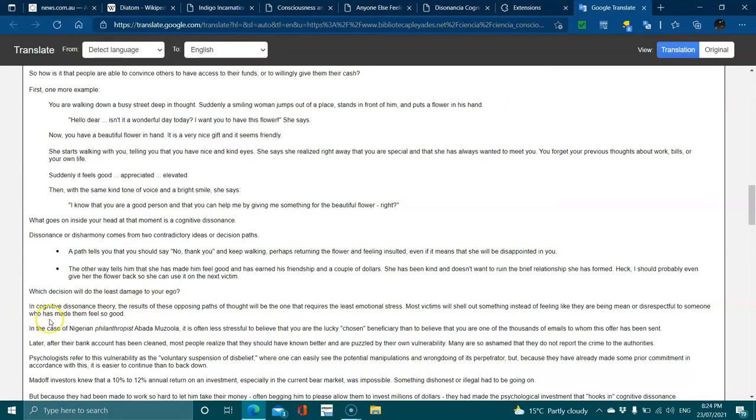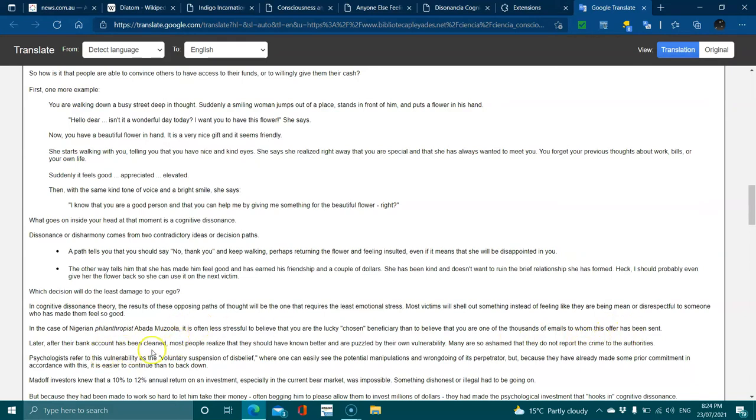In cognitive dissonance theory, the result of these opposing paths of thought will be the one that requires the least emotional stress. Most victims will shell out something instead of feeling like they're being mean or disrespectful to someone who has made them feel so good. In the case of the Nigerian philanthropist, it is often less stressful to believe that you are a lucky chosen beneficiary than to believe that you are one of the thousands of emails to whom this offer has been sent.